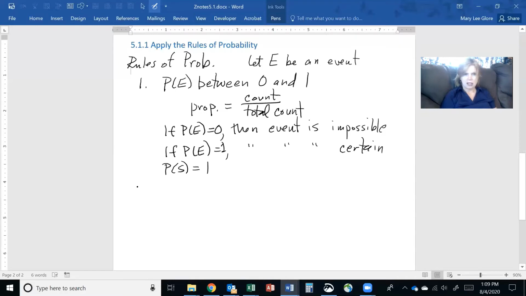Okay, so my next definition that we're going to talk about is a probability model. A probability model is basically a list of the outcomes. So it's S, capital S, the sample space, but along with their probabilities.